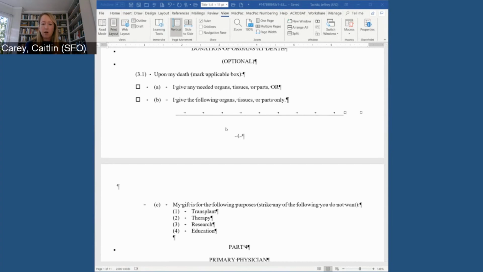A gives any needed parts. B is if you only wish to give certain parts, and you would need to write those in. And then assuming that you do check A or B, the next thing you need to look at is C. In section C, if you don't care how your donation is used, if you're comfortable with any use, leave it. You don't need to do anything. But for instance, if you only want your donation used for transplant, you would cross out therapy, research, and education. So if there's a use you are not comfortable with, you need to cross that one out. And then again, initial it, please.